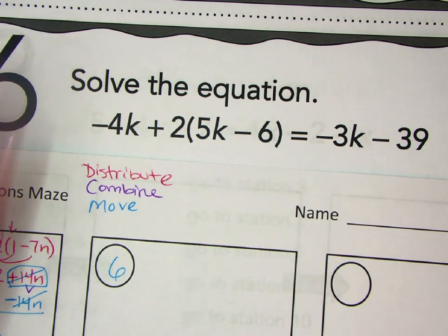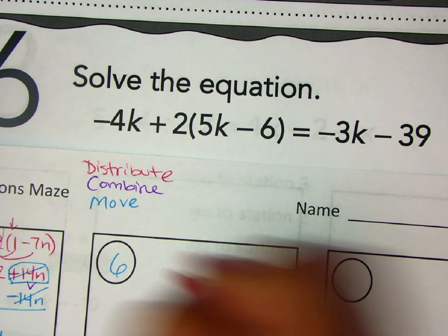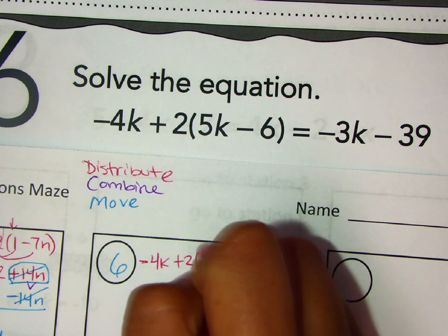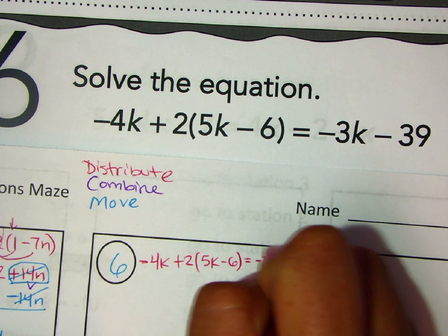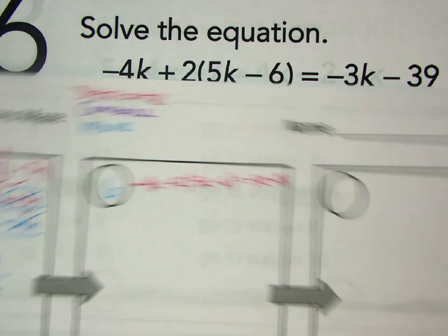And I'm not going to go over all the cards, but I'm going to at least go over 2 problems to make sure you understand the process of this. All right, so number 6 is going to be: -4k + 2(5k - 6) = -3k - 39. This is a little bit longer than usual, but it's okay, same steps.